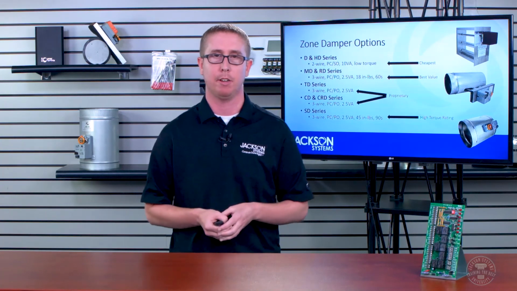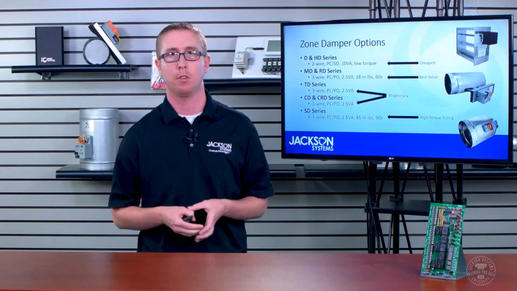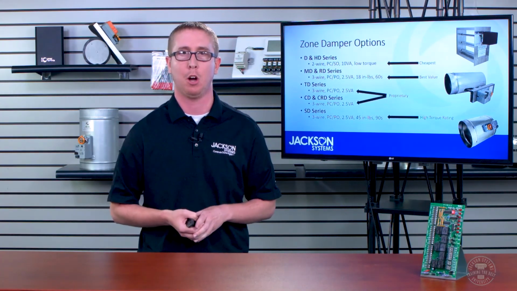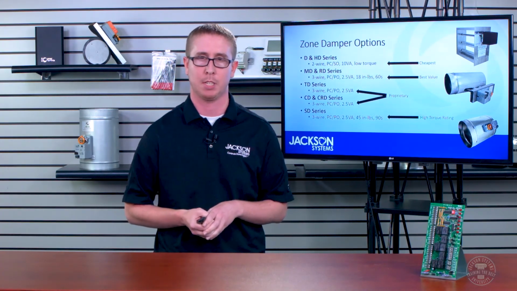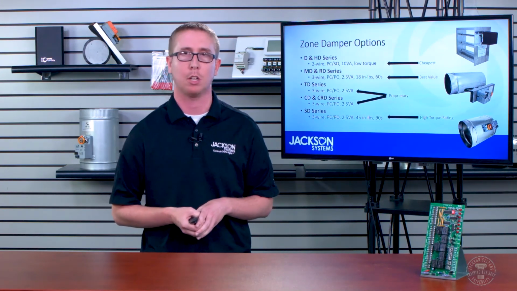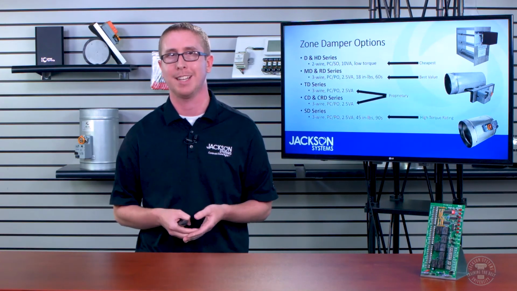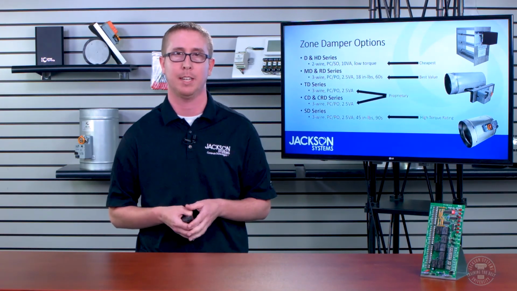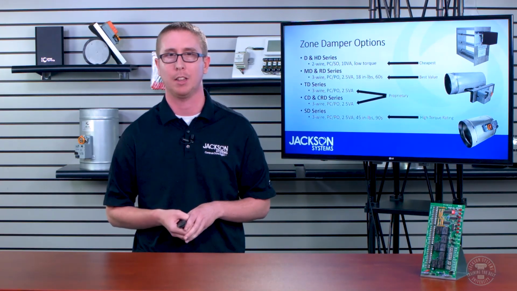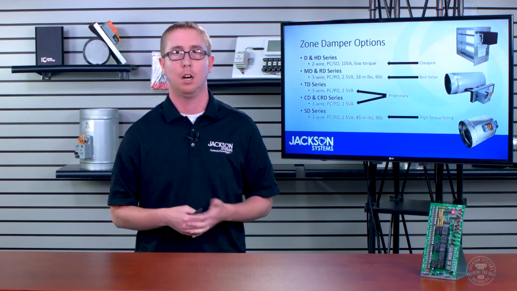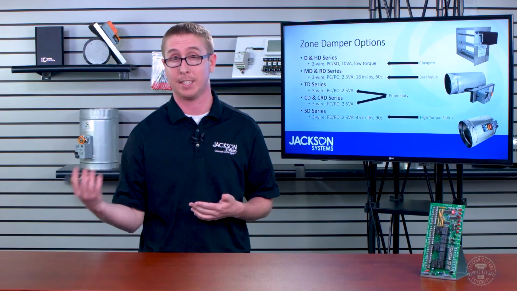Damper options here at Jackson. So the first and most basic that we have is going to be the D and the HD series. This is our round and rectangular 2-wire dampers respectively. So they are powered closed, spring return open. Something to keep in mind with 2-wire dampers is that they consume 10 VA of power, and they are fairly low torque when compared to the other dampers that we're going to talk about tonight. But of course, they are also the least expensive.